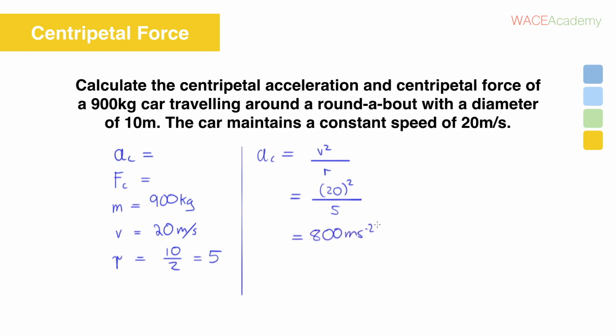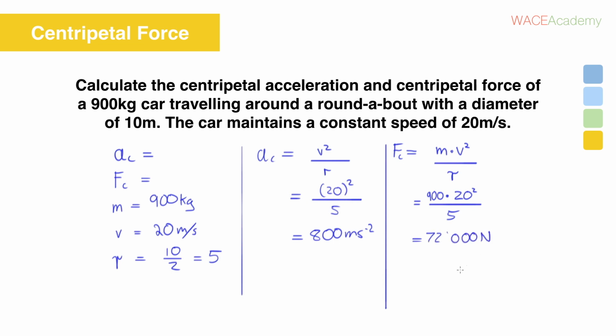Now just plug these variables into the equations and we'll get our answers. So the centripetal acceleration of the car is 80 metres per second squared. And the centripetal force is 72,000 newtons.